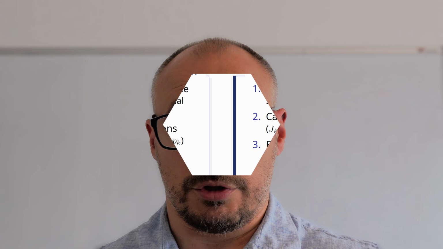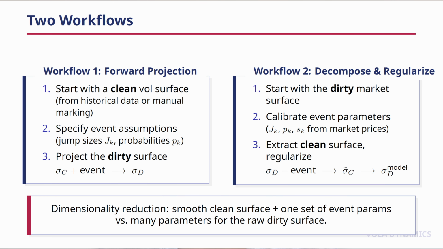Alternatively, you can start with the dirty vol surface observed in the market. You can extract from this the event parameters, jump size, jump probability, and jump width, and calculate the clean vol surface. The clean vol surface may or may not be very smooth. You may regularize it, and then use the regularized clean vol surface to reconstruct the dirty vol surface, since you already have the jump parameters, and compare the resulting vol surface to the one observed in the market. That's one of the possible workflows.